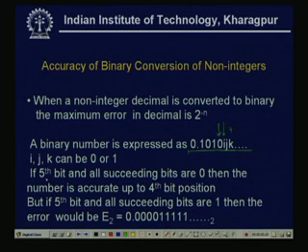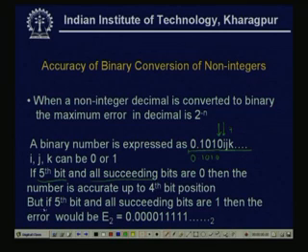Now, if the 5th bit and all succeeding bits are 0, then the number is accurate up to the 4th bit position, because the remaining bits are all zeros. So, I can tell that this is 0.1010, then all are zeros, so no need to write them. In this case it is up to the 4th bit position, and this is correct.